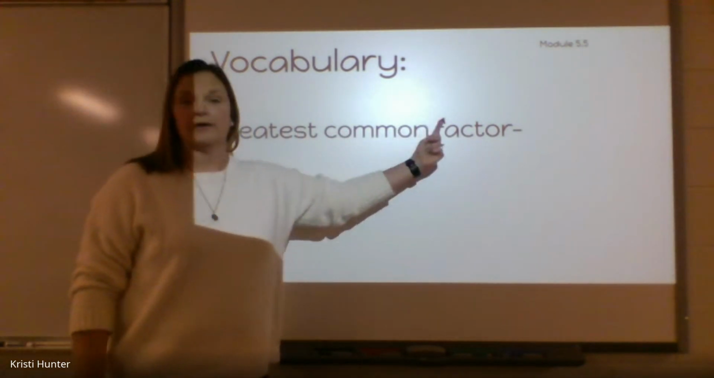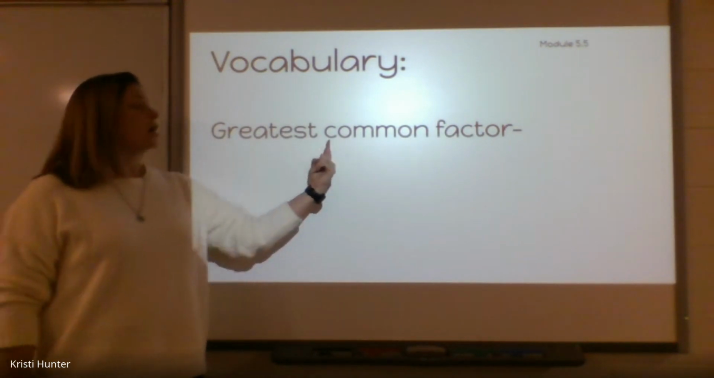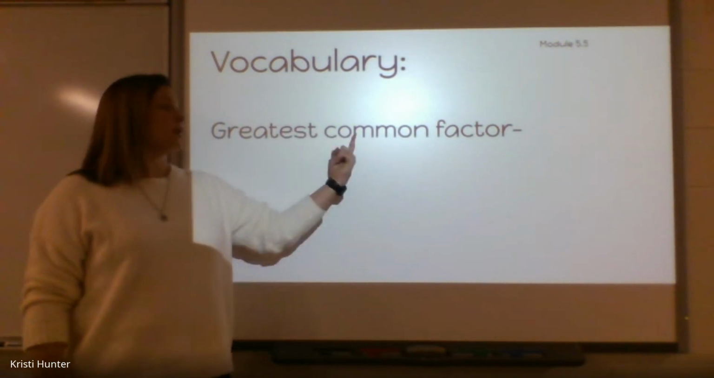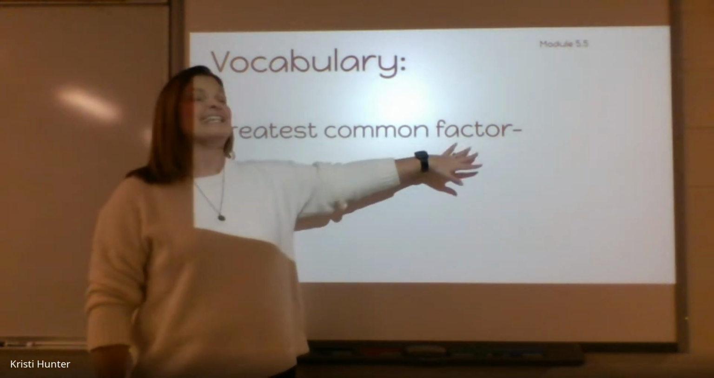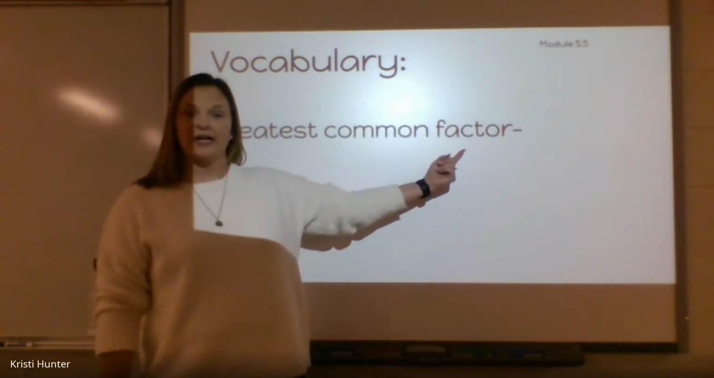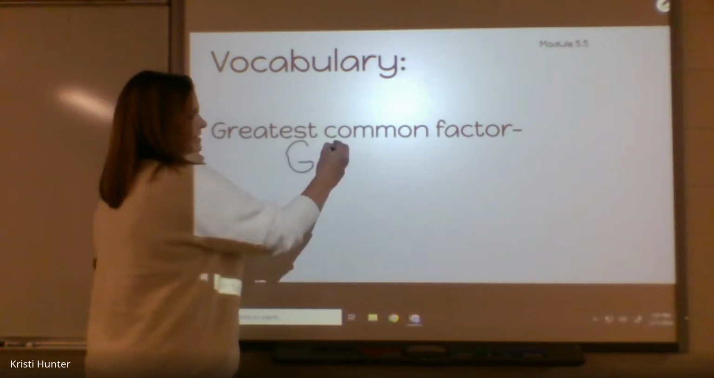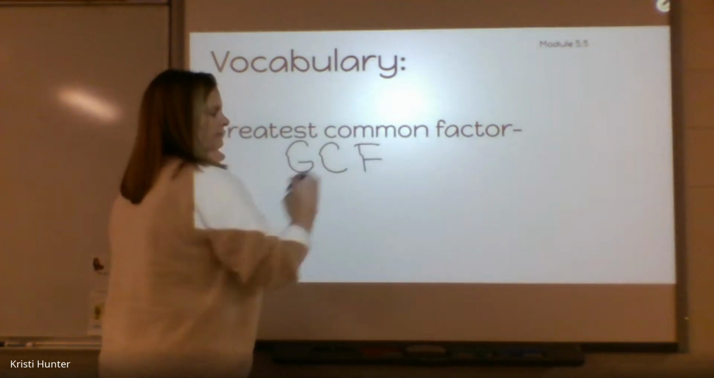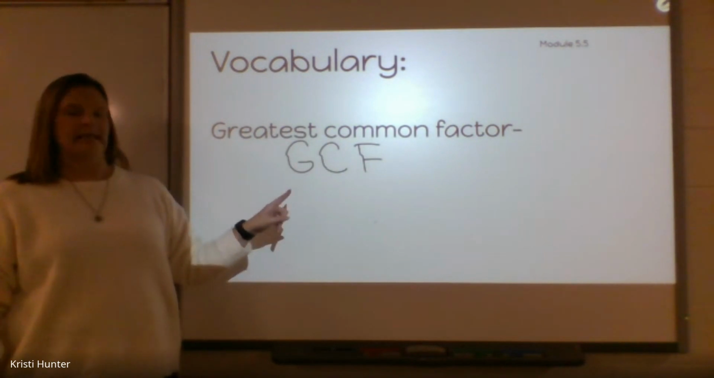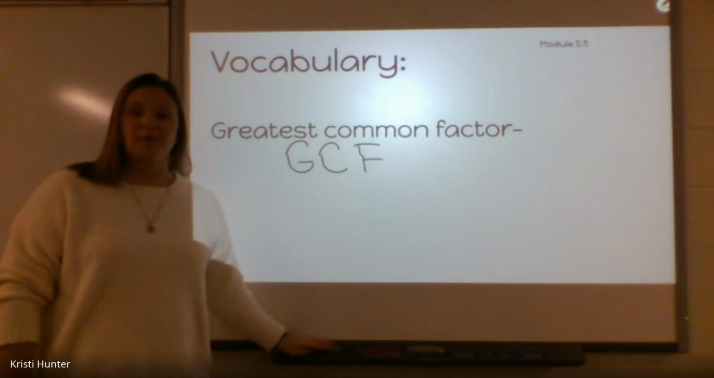Greatest common factor. That greatest is going to mean the biggest. Common means that they have the same. So we want the biggest number that they have the same and is a factor of those numbers. So this is going to be greatest common factor. A lot of times they will abbreviate greatest common factor with the letters G, C, F. So if you see it written like this in your book, that's exactly what they mean. The greatest common factor. That's just a much shorter way of writing it.